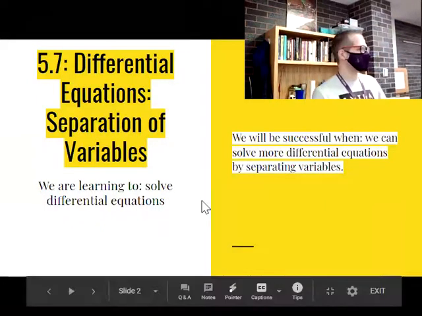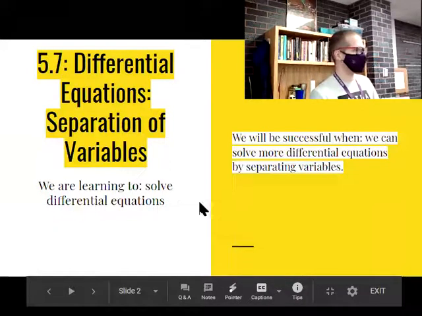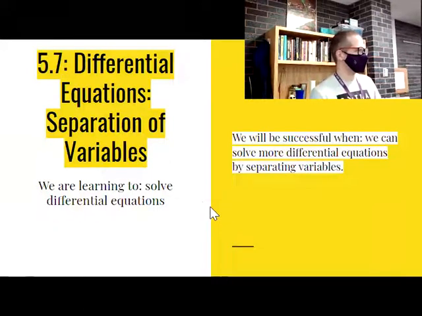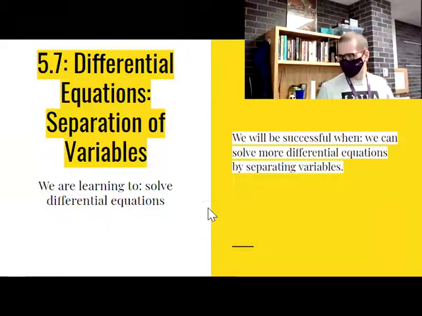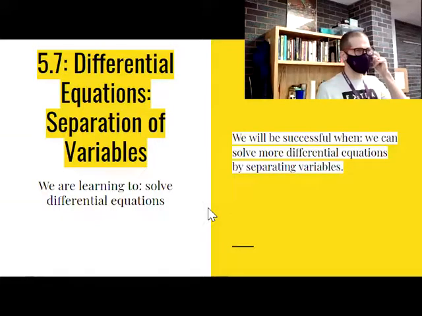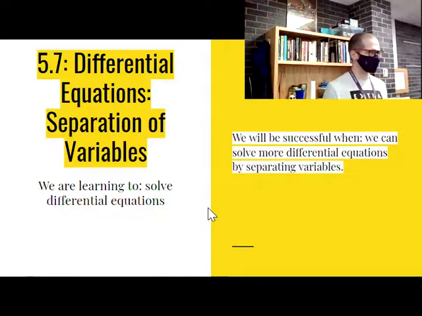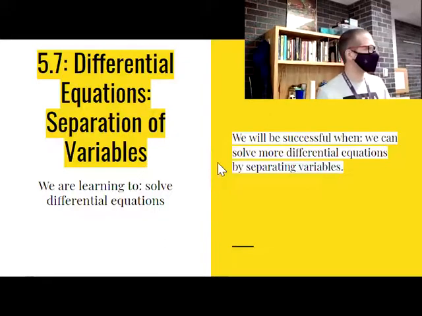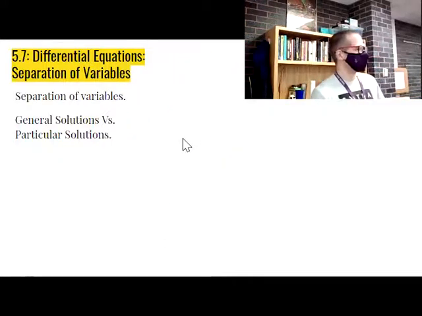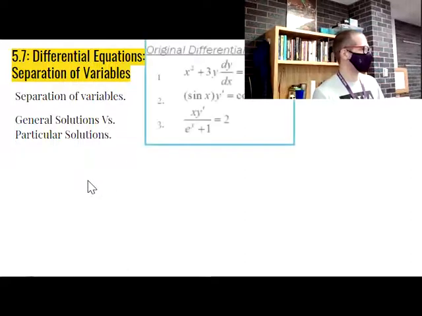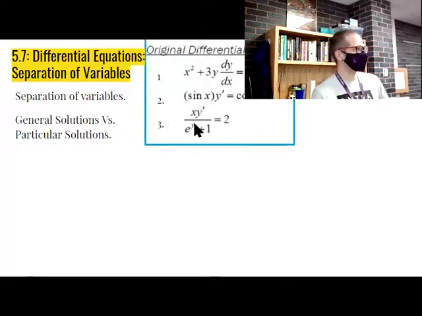All right. So today we're learning to solve differential equations. We'll be successful when we can solve more differential equations by separating variables. So today is basically just an extension of what we did the other day in 5.6. It's just we're still separating variables. It's just we're not always directly relating it to exponential growth or decay. Let's just solve by separating.